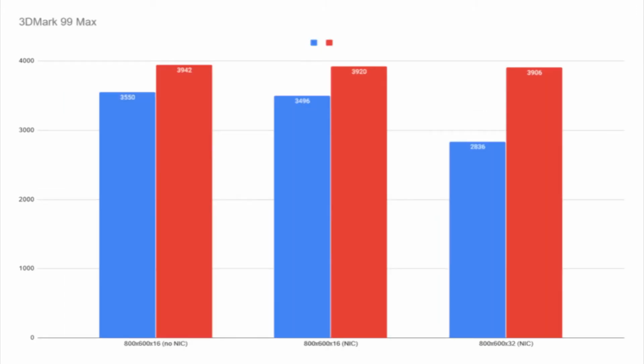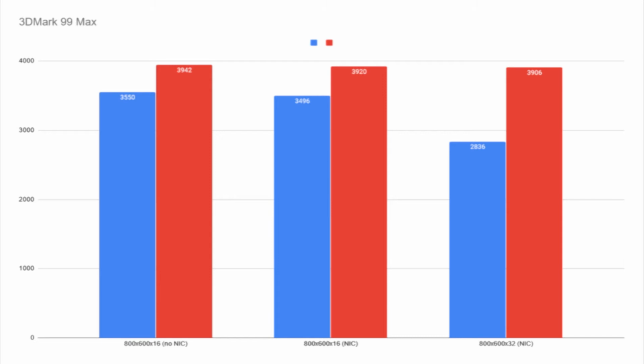So, the one we've been waiting for. How many 3D marks does it get in 3D Mark 99 Max? So I tested this a couple of ways. As you can see, I've got some test results here with no network card installed, and some test results with the network card installed. I did some reading on the internet, and I read that having a network card installed may impact the actual performance of the 3D card. So I decided to test that out for myself, and it does.